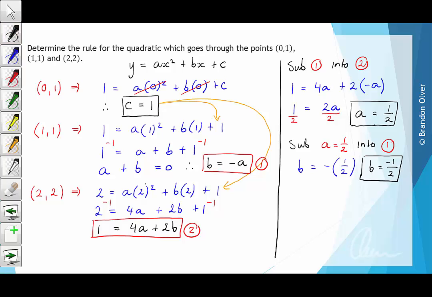So putting all those things together, we know that the quadratic that goes through the points (0, 1), (1, 1), and (2, 2) is equal to ax², which is (x/2)², plus bx, which is going to be -x/2, and then plus c, which is plus 1. So that's the equation that goes through those 3 points.